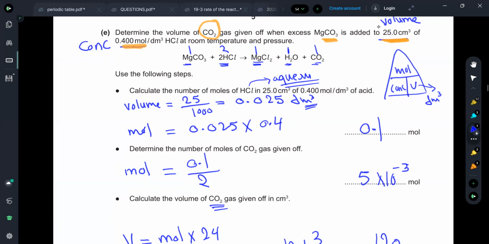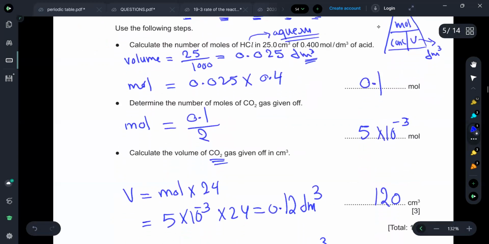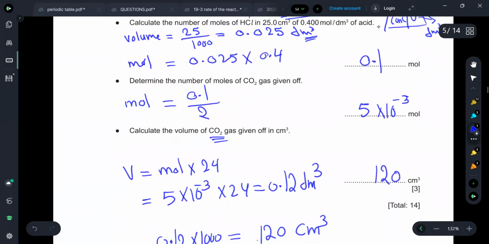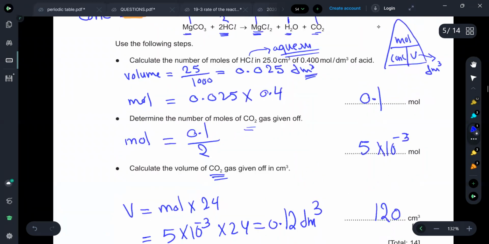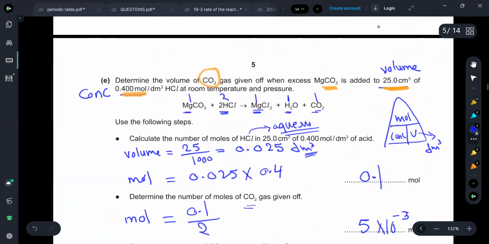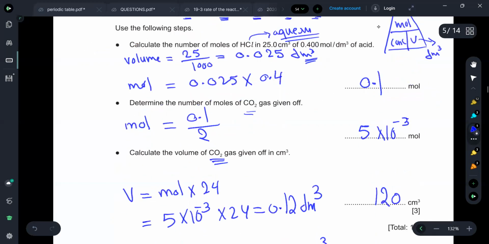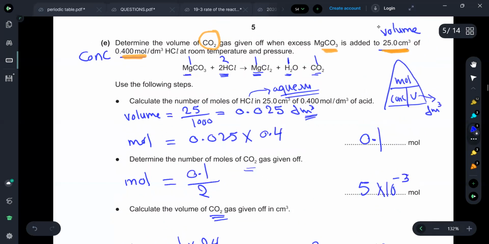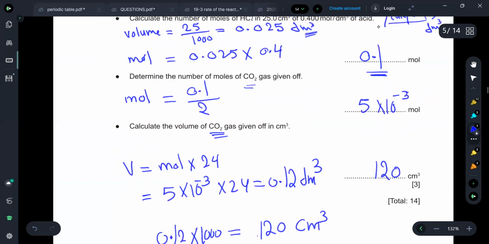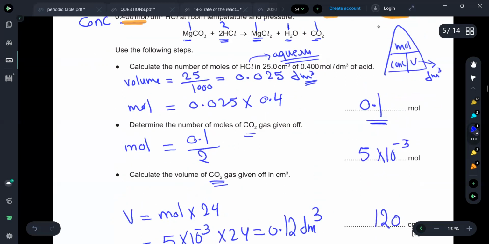0.025 times 0.4, which is 0.1 mole. Determine the number of moles of carbon dioxide. From the equation, by molar ratio, magnesium carbonate to HCl to carbon dioxide, we already have the moles of HCl, which is 0.1. So 0.1 divided by 2, from the equation by molar ratio, which is 5 × 10 to the power minus 3.